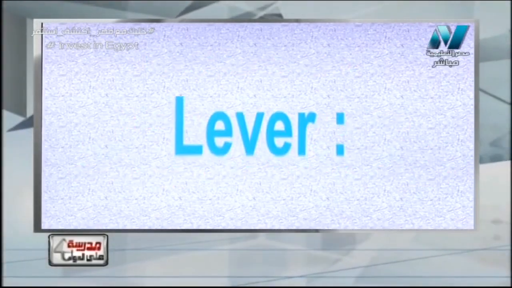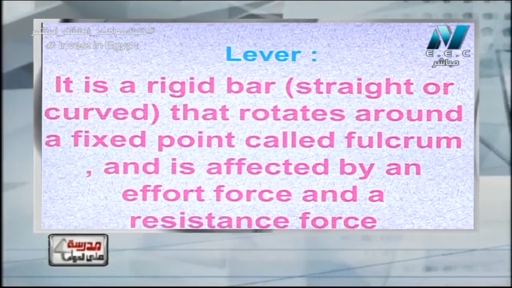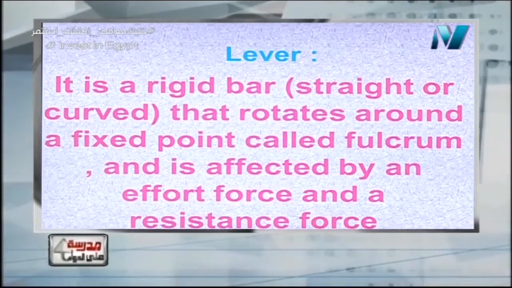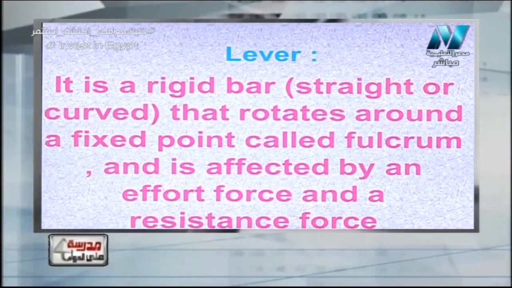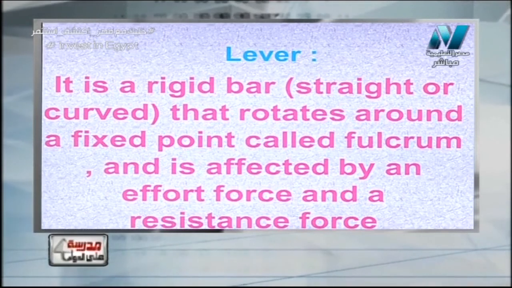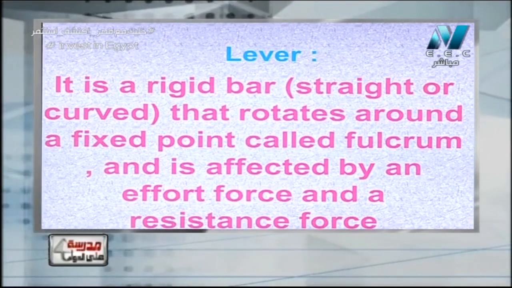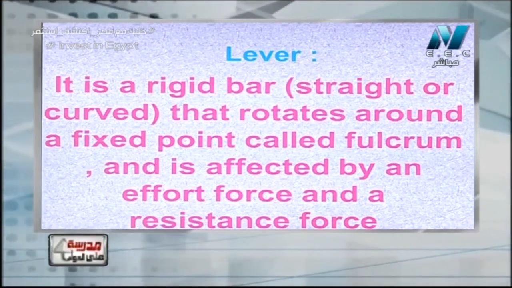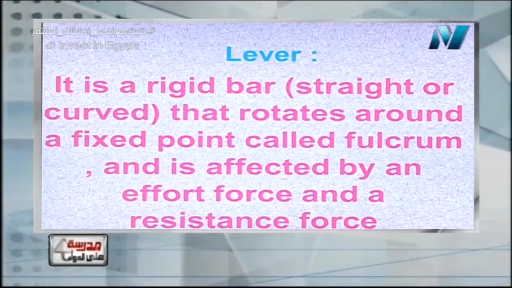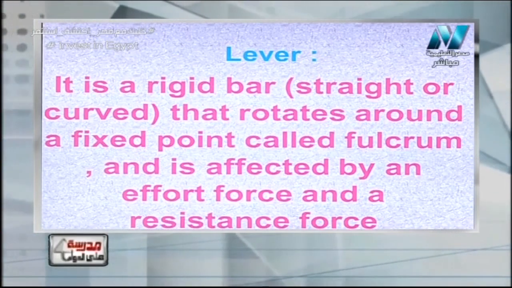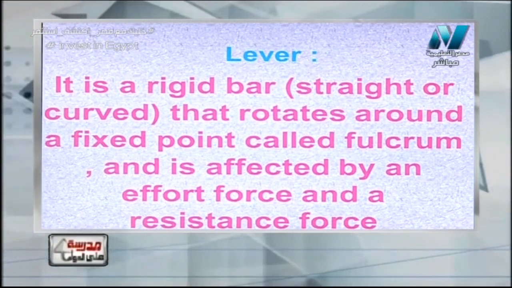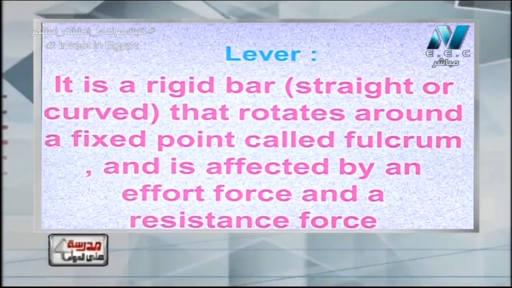Another question that says, what's meant by lever? It's a rigid bar, straight or curved. Rigid bar means a sturdy rod, straight or curved, depending on what I need. That rotates around a fixed point called fulcrum and is affected by an effort force and a resistance force. It always rotates around a fixed axis that we call fulcrum, and it is affected by two forces: the resistance force, which we call resistance force, and my own hand force, which we call effort force.